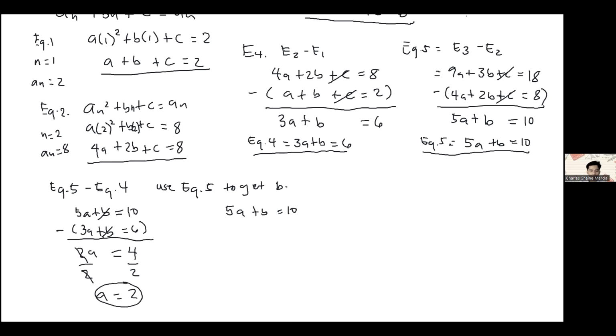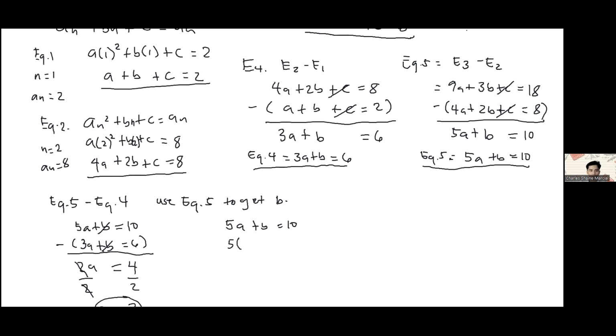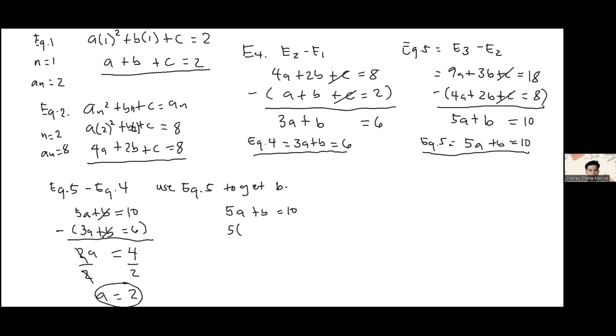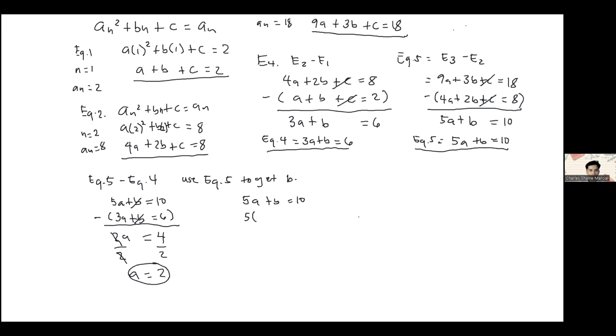And then we will just substitute the given a. So we have, liit-liitan muna natin, value ng a is 2. Plus b is equal to 10. Then 5 times 2 is equal to 10 plus b equal to 10.